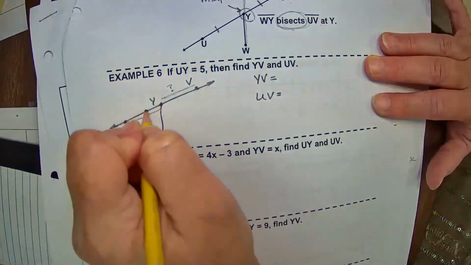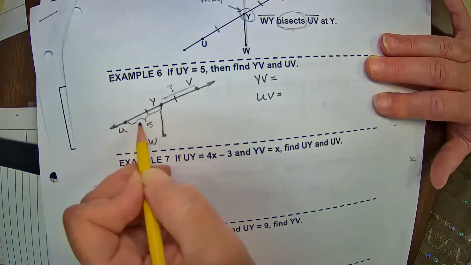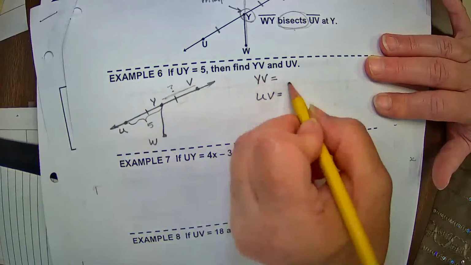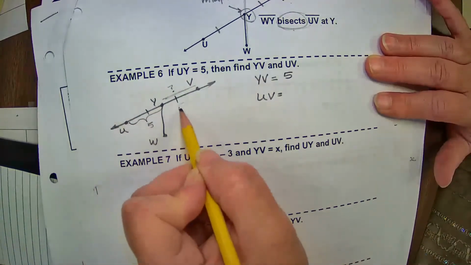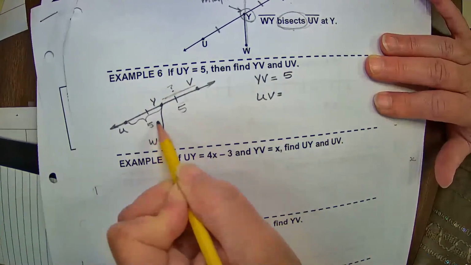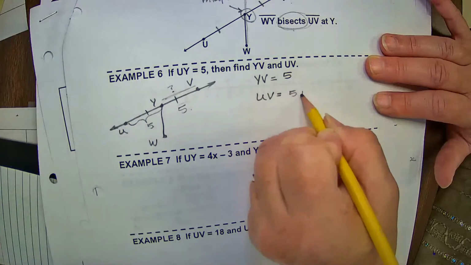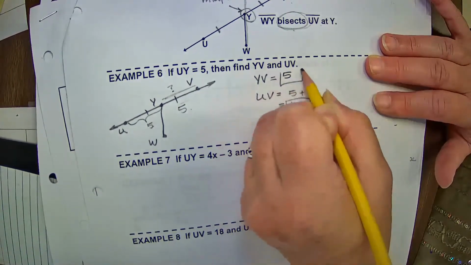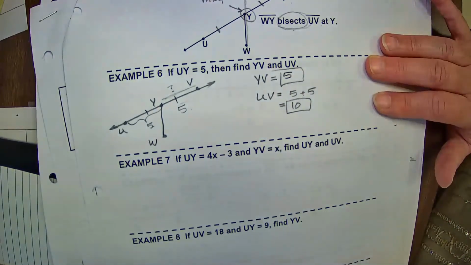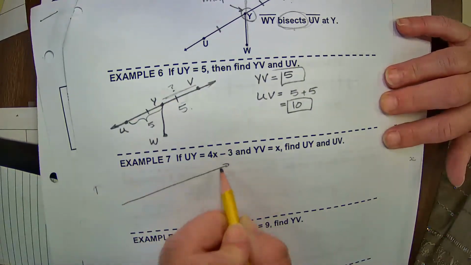Okay, so we already marked these two as being the same. So if this side's 5, then that side's 5. Okay, and then if this is 5, what do I have to do with these two pieces to get the whole thing? You add them. So there's your answers. Any questions? Okay, it's really not hard.